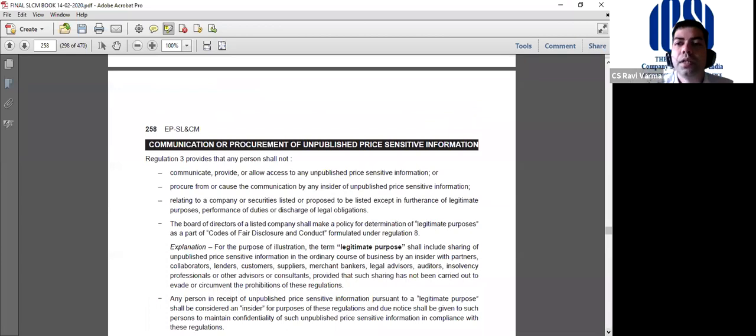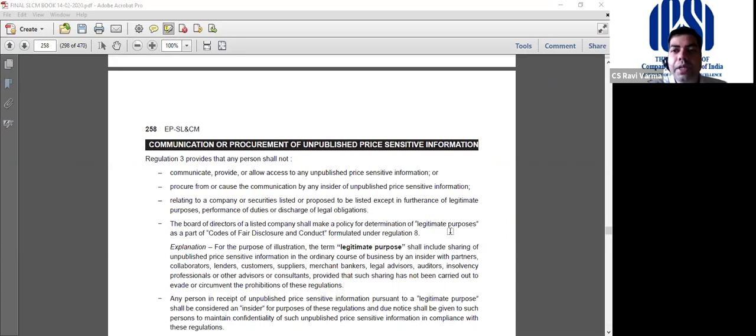For example, not only trading, if I am just communicating to my friend that boss, this is going to happen, like I'm just saying out of my sense that my company is going to acquire this company, my company is going to invest in this, my company is coming out with a dividend, my company is coming out with this merger plan. Even communicating that information can be an offense under these regulations. So no communication and no procurement as well.